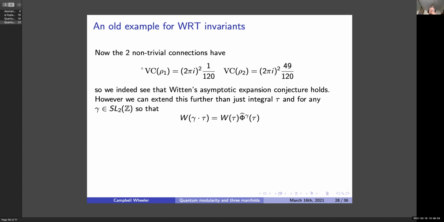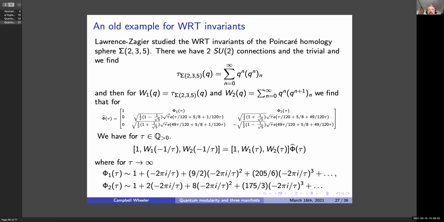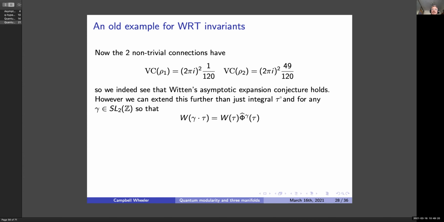But how this relates back to the Witten asymptotic expansion conjecture is, if we look in here, we see that there's exponential growth as tau goes to infinity, there's oscillation as tau goes to infinity, given by this E of tau divided by 120, and here it's 49 tau divided by 120. To relate this back to Witten's asymptotic expansion conjecture, we see exactly that the complexified volumes, or the Chern-Simons invariants for the two flat connections we have, are given exactly by 1 on 120 times 2 pi i squared, and 49 on 120 times 2 pi i all squared.